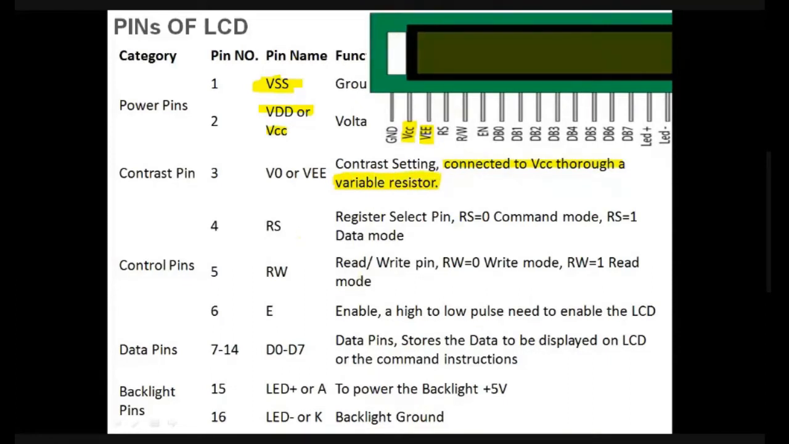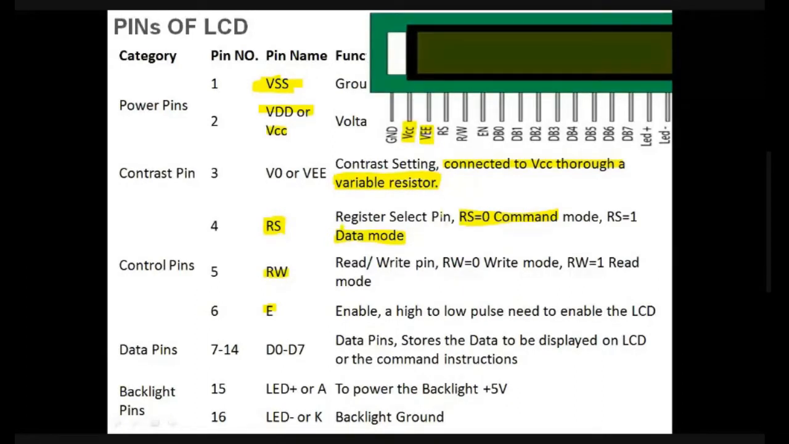The main important pins are RS, RW and the enable pin. The RS pin chooses the LCD as a command register or a data register. What is meant by command register and data register? This RS, the register select, defines the command mode as well as the data mode.